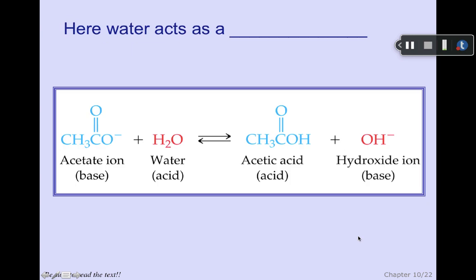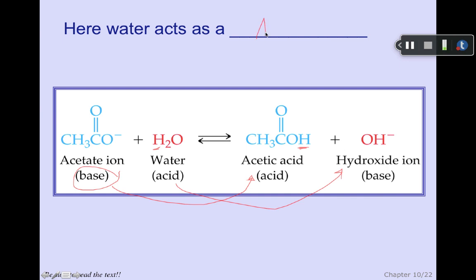So let's look at another one and see which way water is going to behave. If you put water with an acetate ion, the ion that results from acetic acid, in this case the acetate ion is going to behave as a base. It's not got a proton to give away, but instead it can pick one up from water. And when it does, the acetate ion turns into acetic acid, putting that proton on the end of the formula. And water, having given away a proton, turns into its conjugate base.